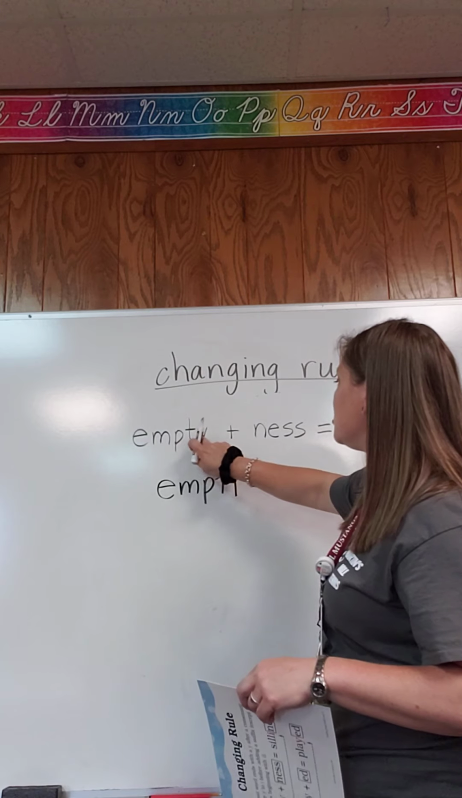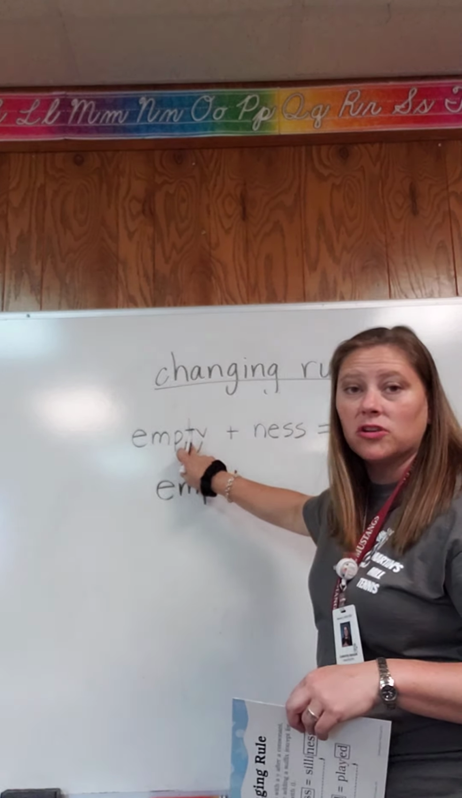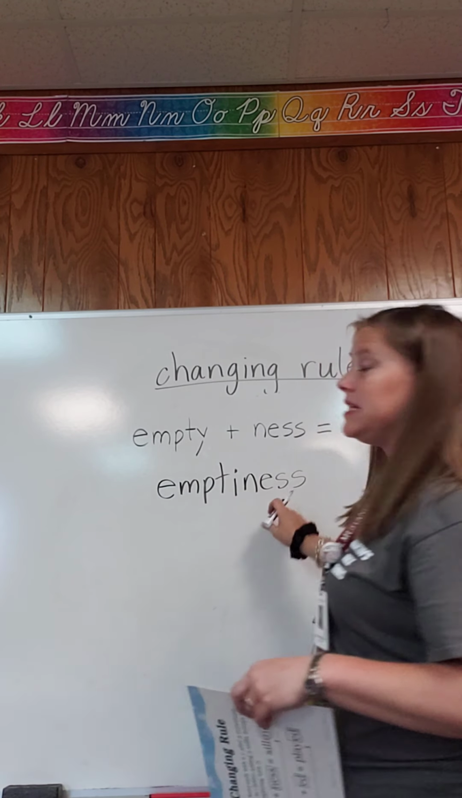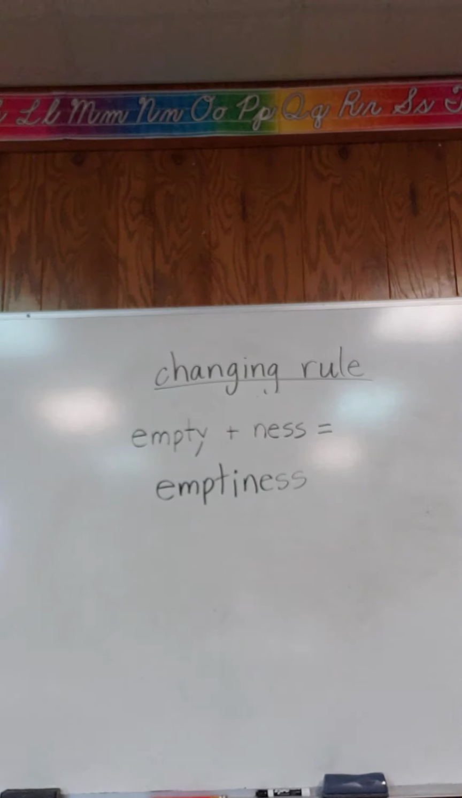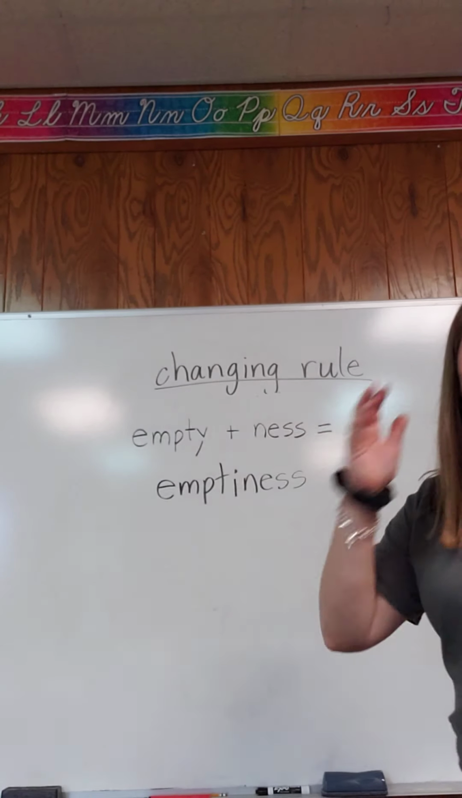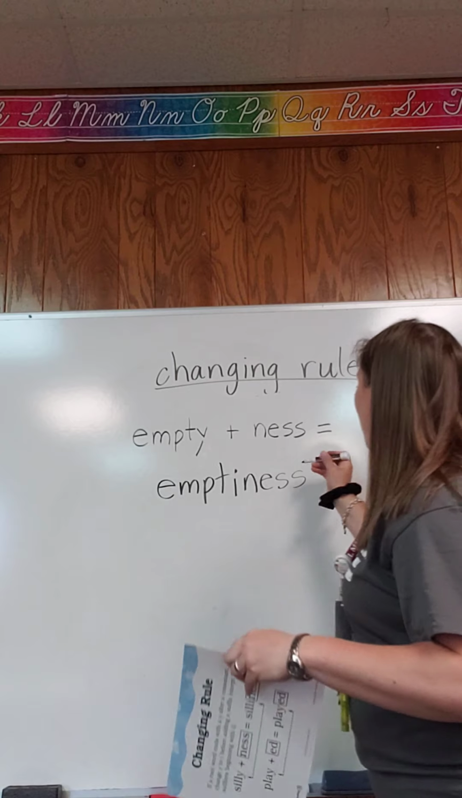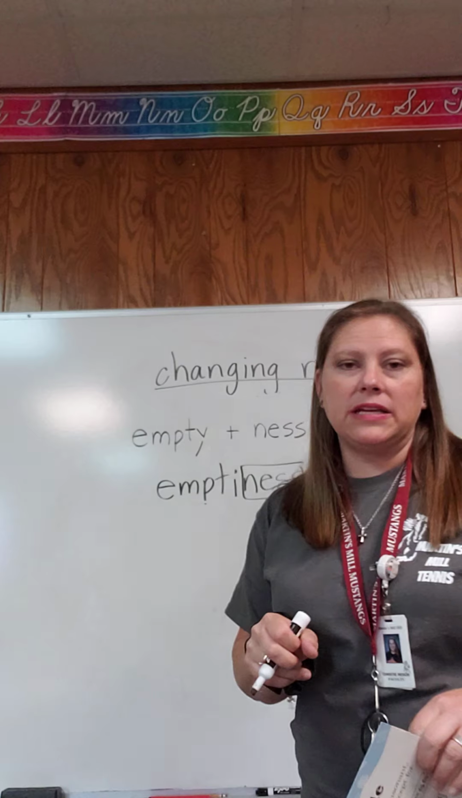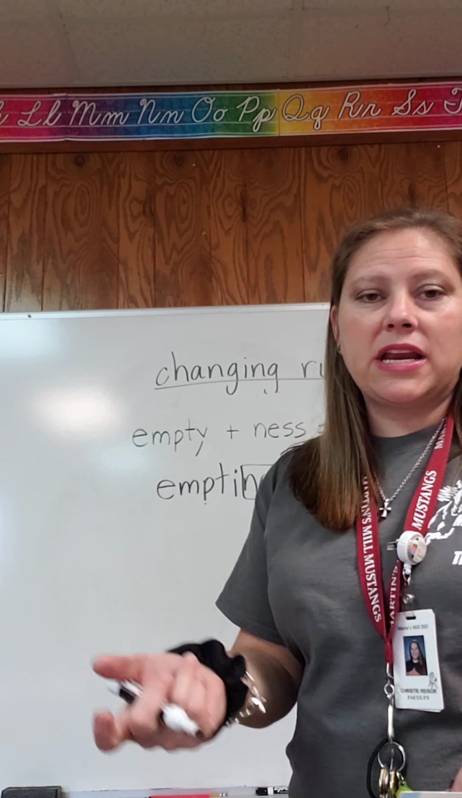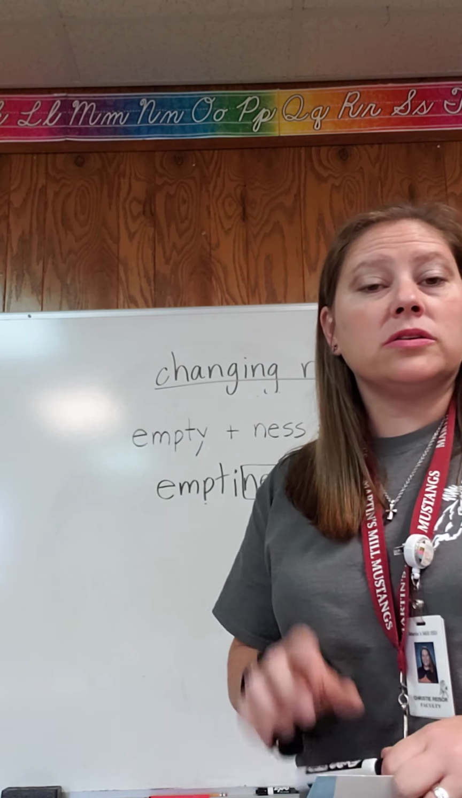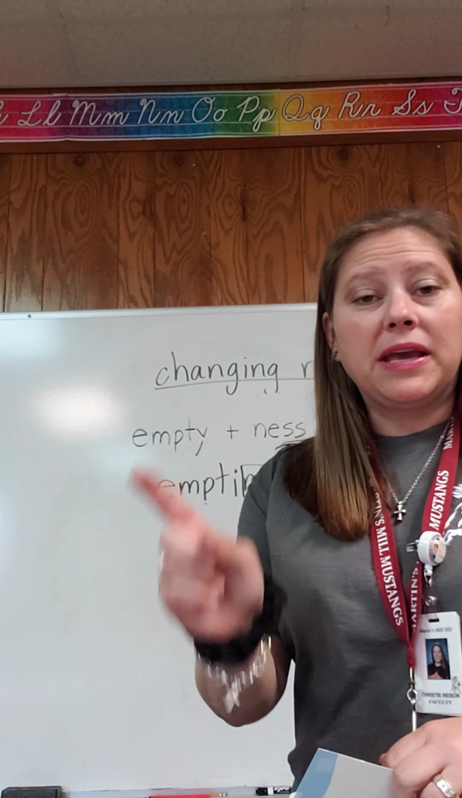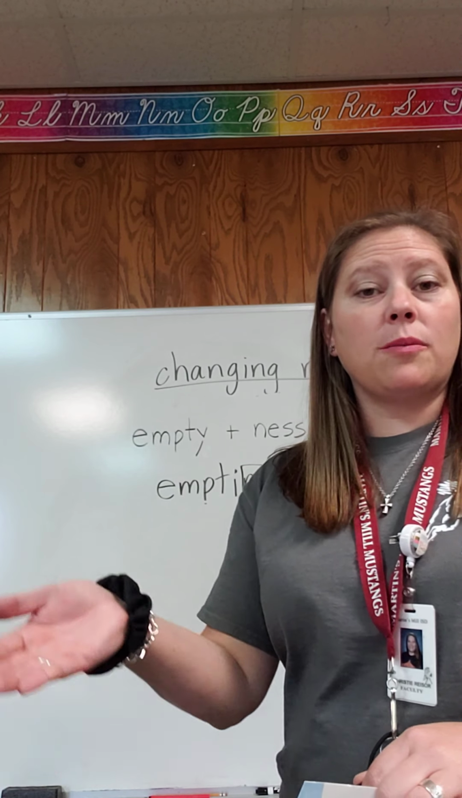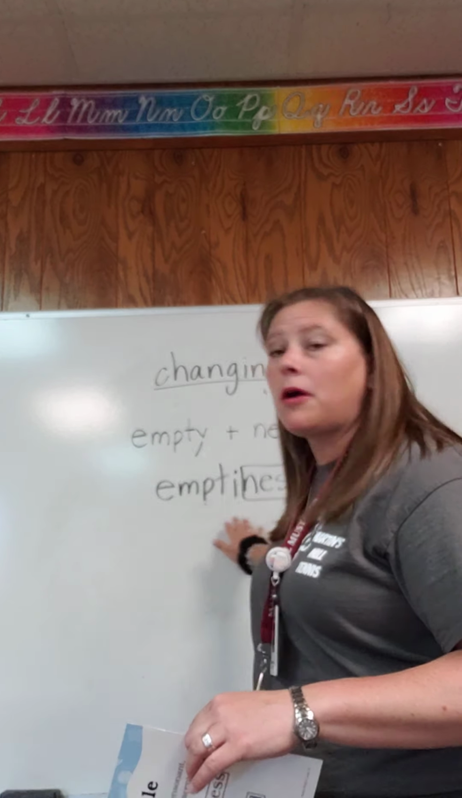So therefore, the correct word would be E-M-P-T-I, because we have to change this Y to an I because it comes after consonant T, and then we're going to add suffix ness for emptiness. Now I want you to take a look at this word that we've created for just a second. If you box your suffix ness and you pull it away, look at that carefully. Does that look like the spelling that we know for the word empty? No, it doesn't. But because of the changing rule, we had to change that letter from a Y to an I in order to make the proper spelling.